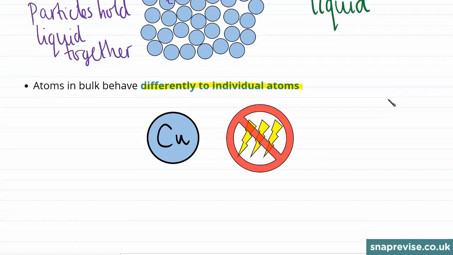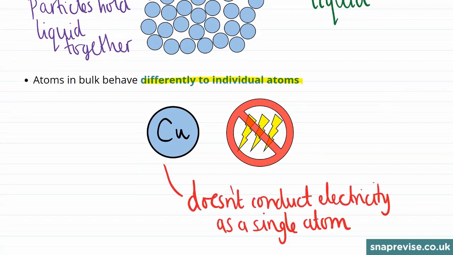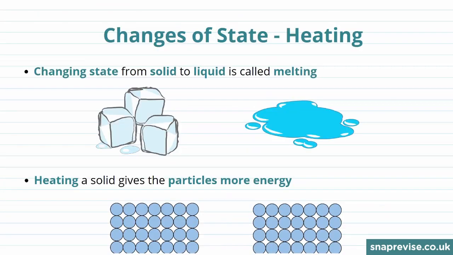For example, a single atom of copper won't conduct electricity. It's only within the metallic bonding framework, due to the presence of lots of other atoms. Let's start by thinking about the changes of state we can achieve by heating.